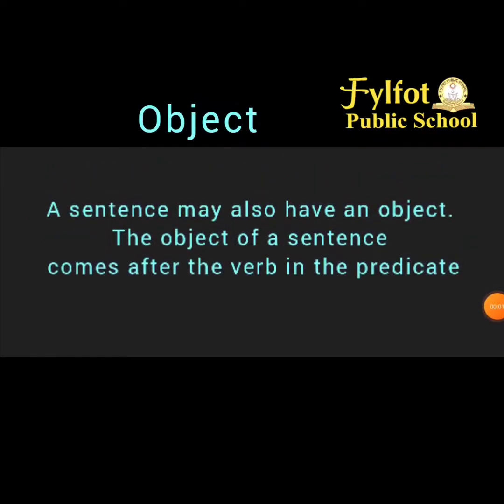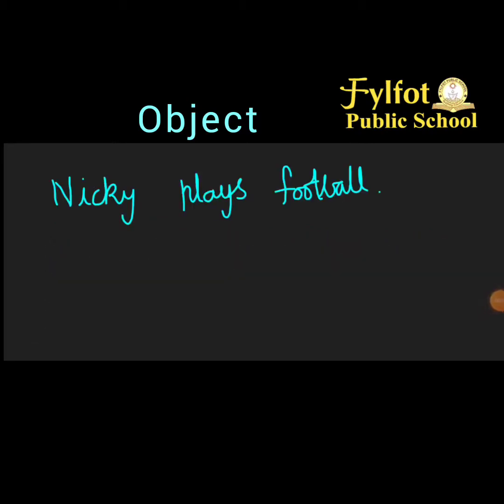Now let's see what objects are. A sentence may also have an object. The object of a sentence comes after the verb and the predicate. I hope you understood. Let's understand better with some examples. So now let's take the same example to understand the object in a sentence. Nikki plays football.